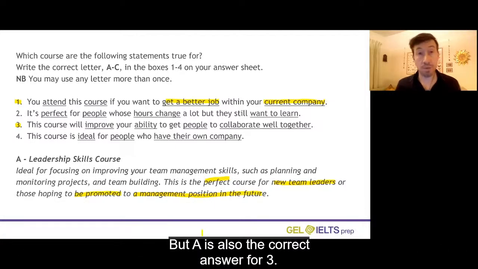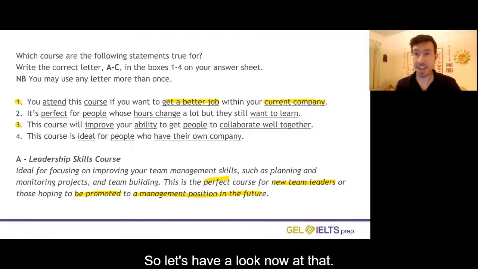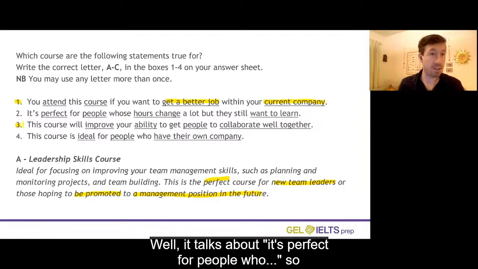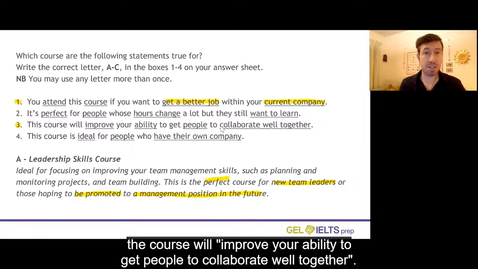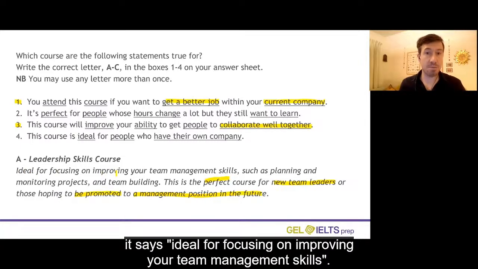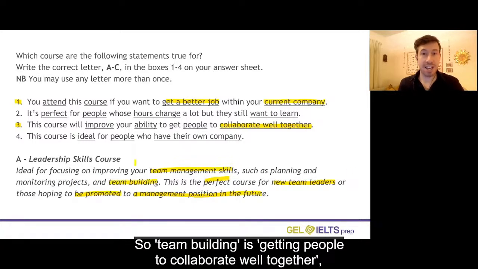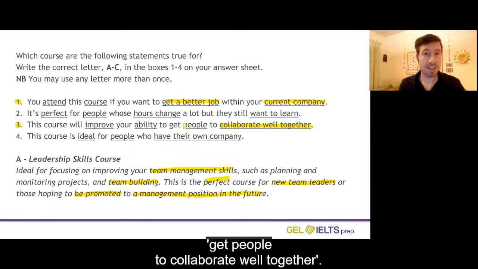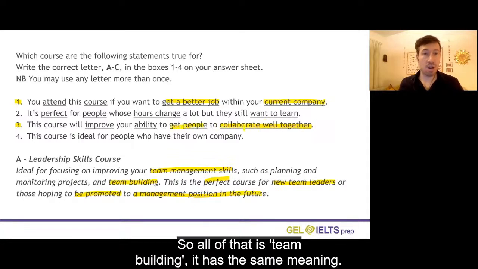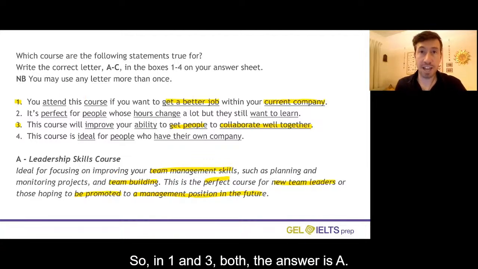But A is also the correct answer for 3. As we said, you can use the letter more than once. So let's have a look now at that. Well, it talks about it's perfect for people who, the course will improve your ability to get people to collaborate well together. And if we read this first sentence, it says, ideal for focusing on improving your team management skills, such as planning and monitoring projects and team building. So team building is getting people to collaborate well together. So all of that is team building, has the same meaning. So this course is also perfect for that. So 1 and 3, both the answer is A.